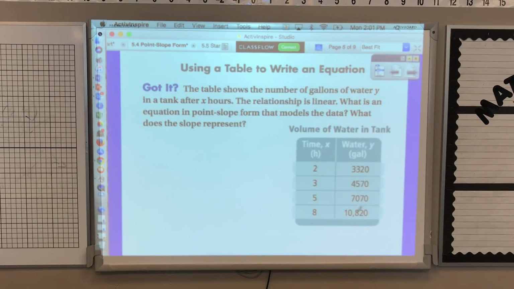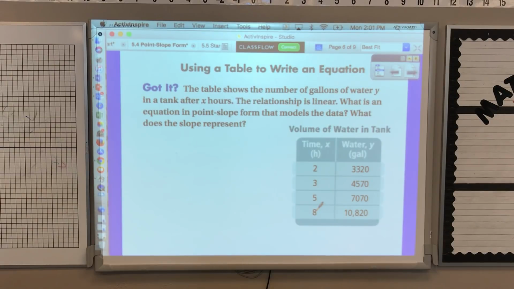Okay. So, writing an equation from a table. It says the table shows the number of gallons of water, y, in the tank after x hours. The relationship is linear. What is an equation in point-slope form that models the data? And what does the slope represent?